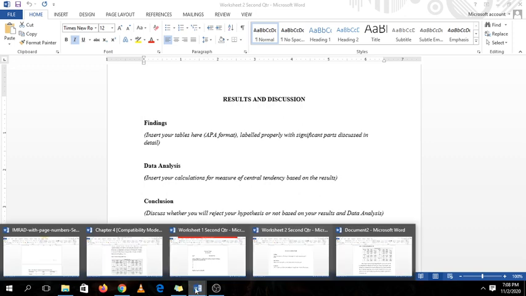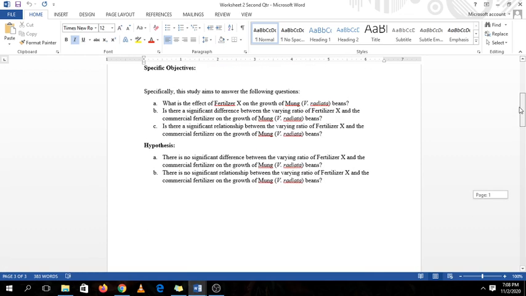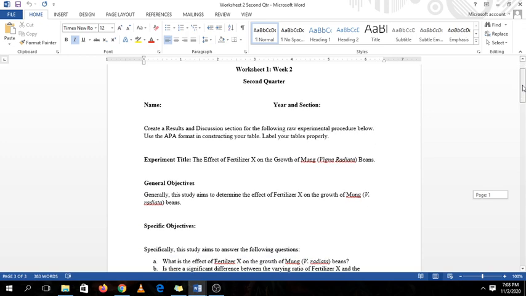Okay? So again, conclusion, kung data gina-reject ang atong hypothesis, calculation, sa inyong mean, median, mode, but we will use the mean lang for this time. So let's discuss the worksheet.